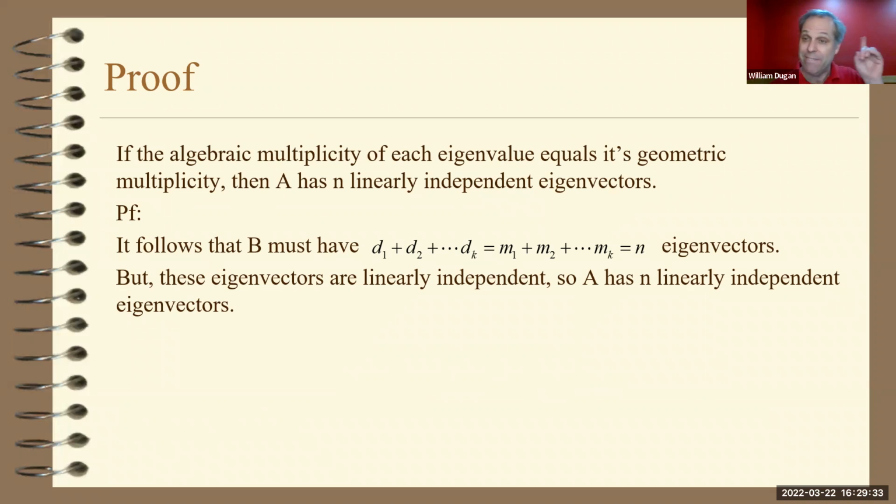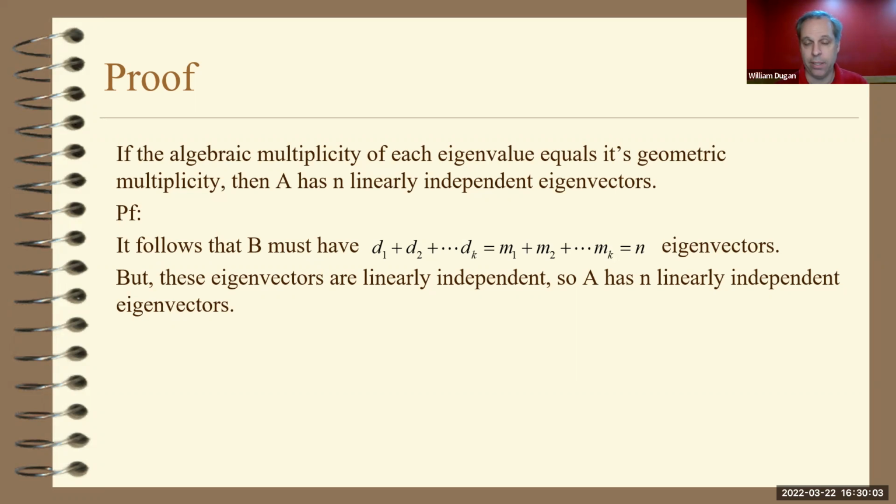Sorry, if the algebraic multiplicity is equal to the geometric multiplicity, that means instantly that we have to have n linearly independent eigenvectors. It's really easy to prove. So let's say d1, d2, and so on are the geometric multiplicities of the different eigenspaces, and M1, M2, and so on are the algebraic multiplicities of those different eigenvalues.